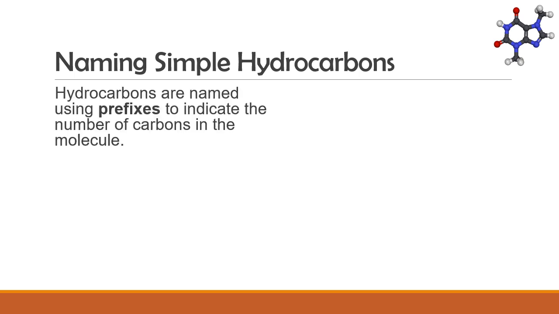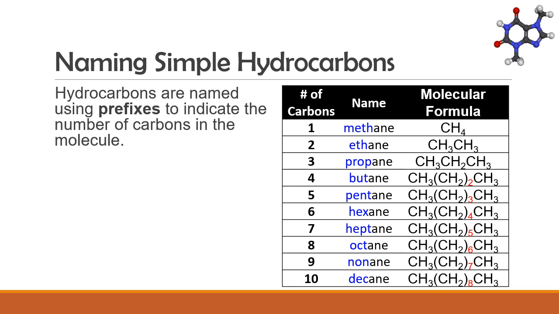Hydrocarbons are named using prefixes to indicate the number of carbons in the molecule. Alkanes are the simplest hydrocarbons. The first 10 alkanes are given in this table. Methane has only one carbon atom. Ethane has 2. Propane has 3, and so on. If you are already familiar with Greek prefixes, then pentane to decane should be easy to remember for you.